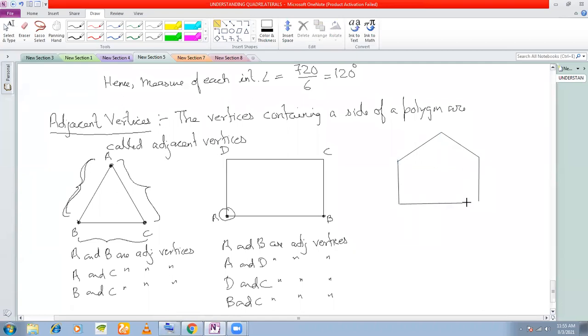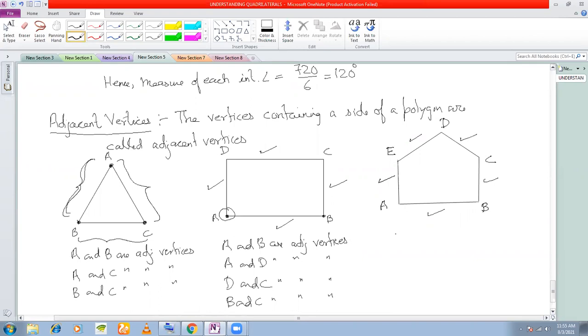Let us consider a pentagon. Each shape that contains 5 sides is a pentagon. We're talking about sides: 1, 2, 3, 4, 5 sides. So this is a pentagon. This contains 4 sides, so this is a rectangle or a quadrilateral. Even a parallelogram is a quadrilateral.